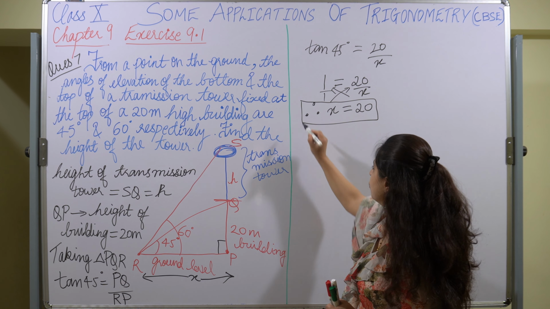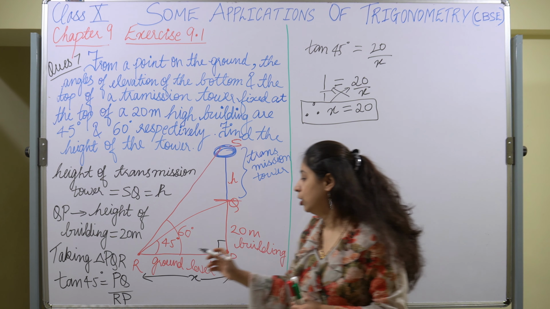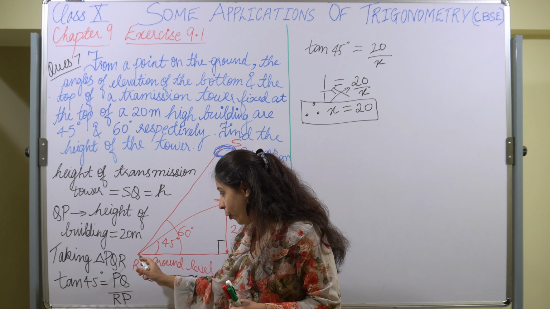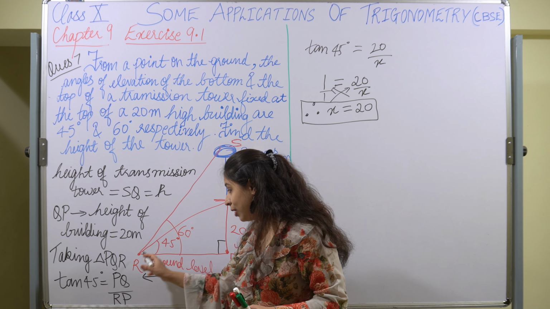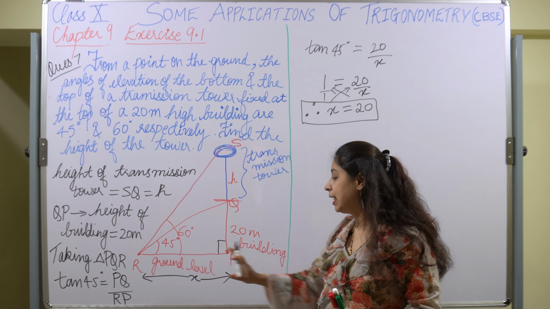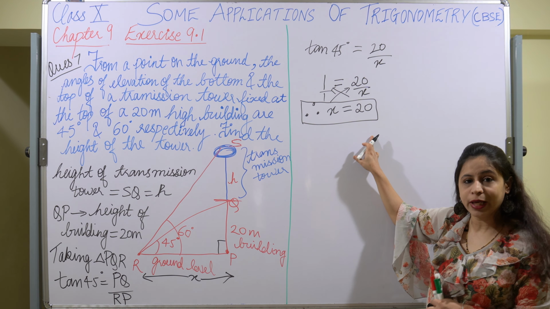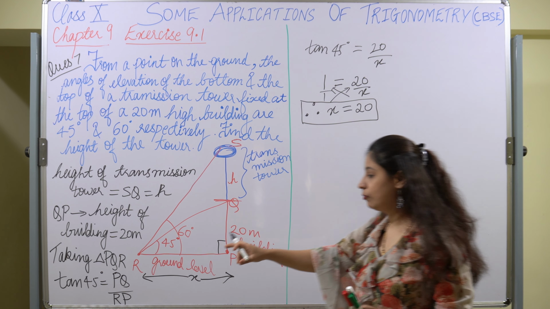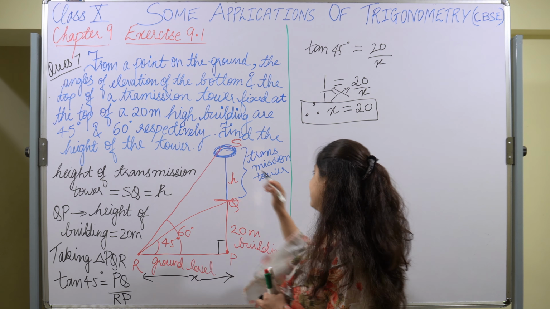X is equal to 20. That means the distance of the point on the ground from the building is 20 meters. Now we will be taking the triangle to be PRS.